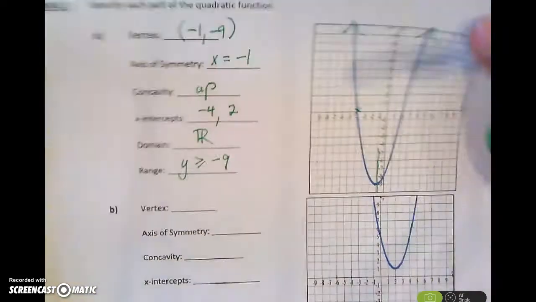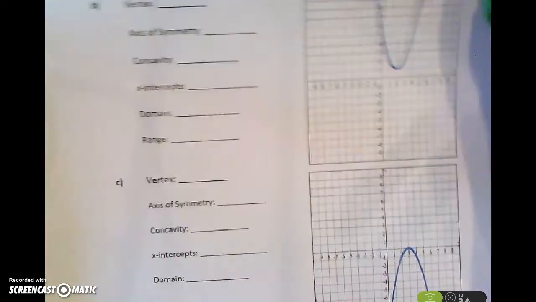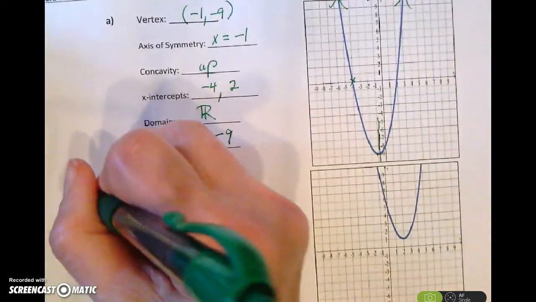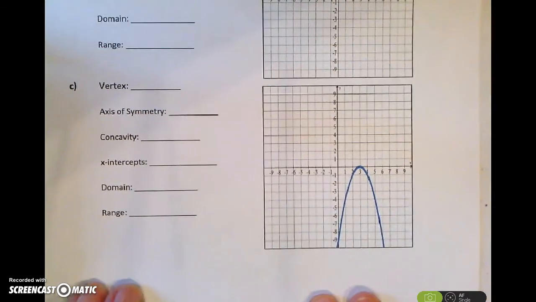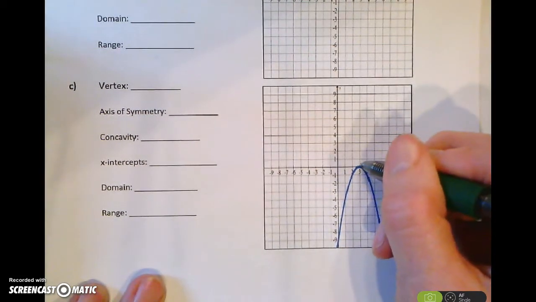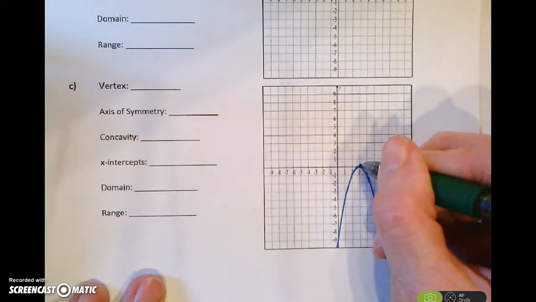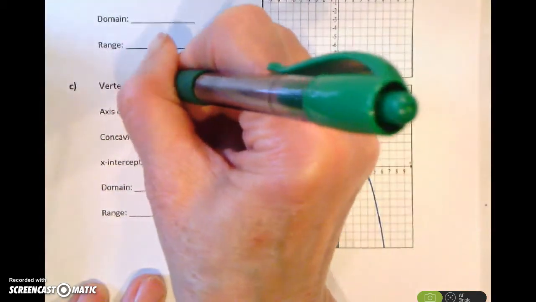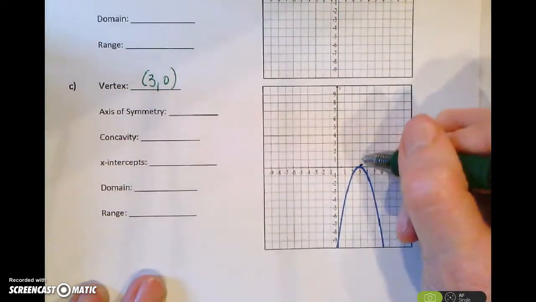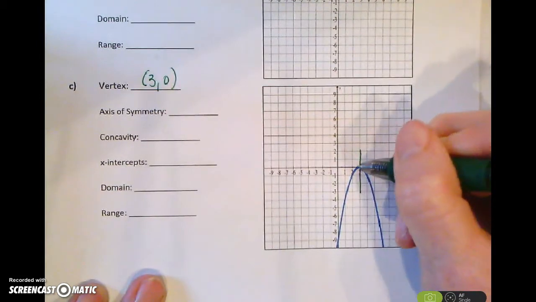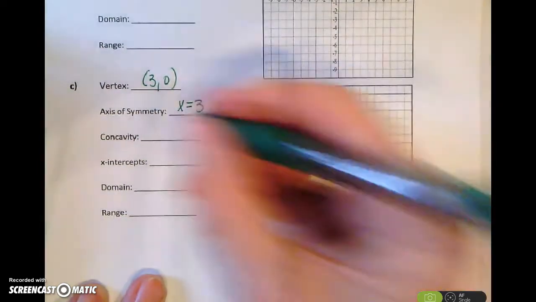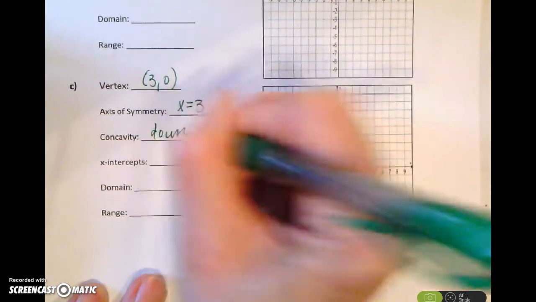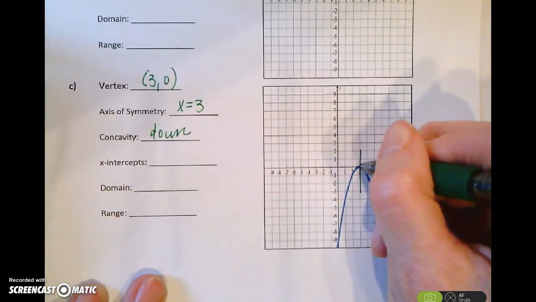All right, so let's skip down and look at C. I'll let you do B. I want you to try this one. You can watch me do C first and then come back and try it. On C, the vertex is going to be here. It looks like it's at 3, 0. So over 3, up 0. The axis of symmetry goes through the middle. So the x value is 3. So x is equal to 3. Concavity is down.